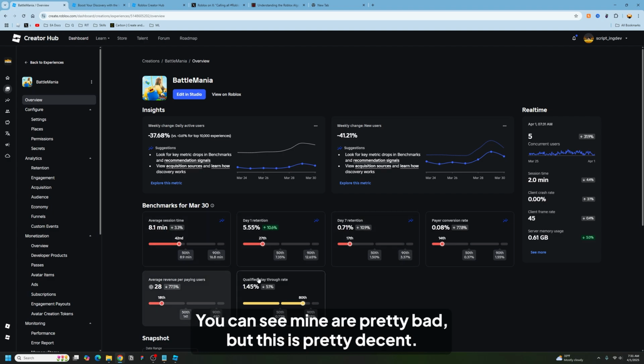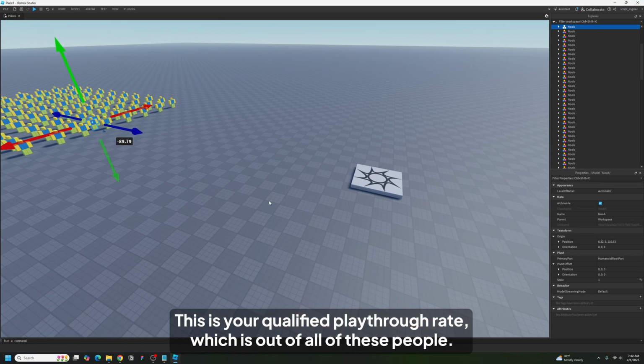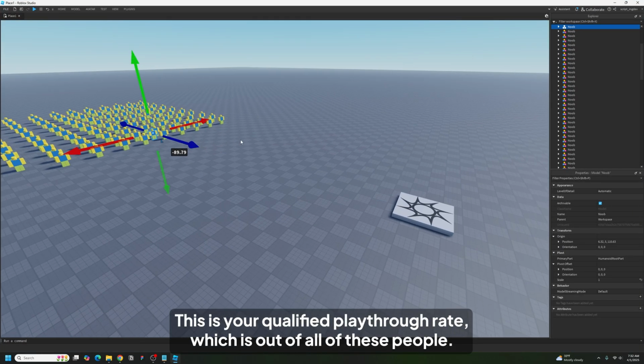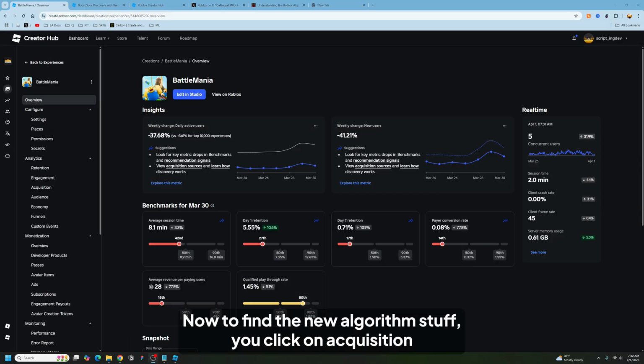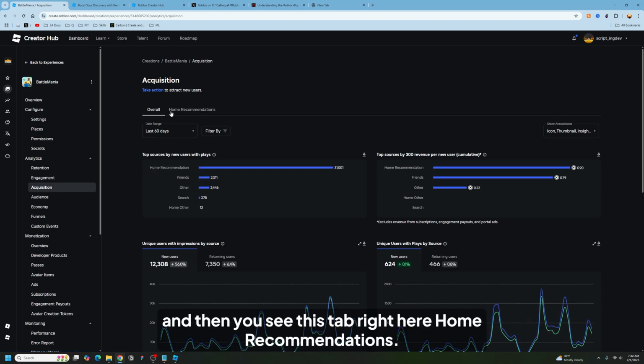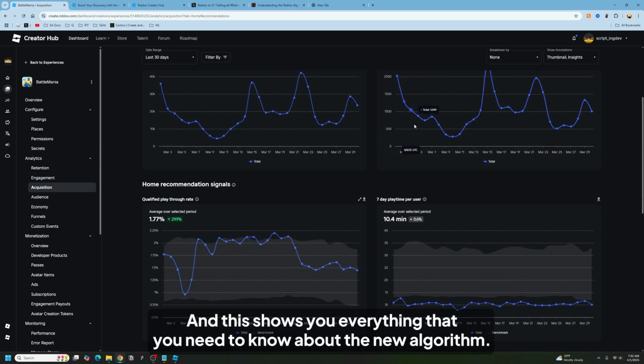You can see mine are pretty bad, but this is pretty decent. Remember, once again, this is 1.45%. This is your qualified playthrough rate, which is, out of all these people, how many click your game and play for a little while. That's what this is. Now to find the new algorithm stuff, you click on Acquisition, and then you see this tab right here, Home Recommendations. And this shows you everything you need to know about the new algorithm.